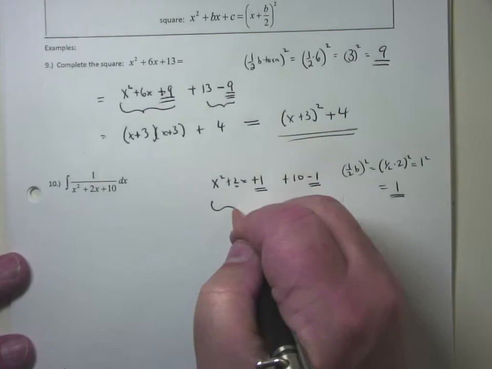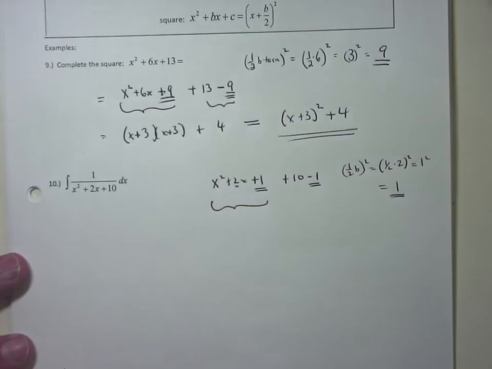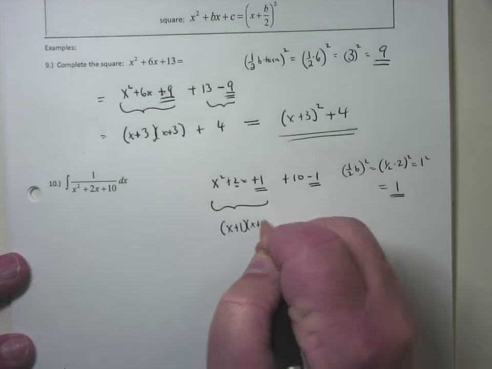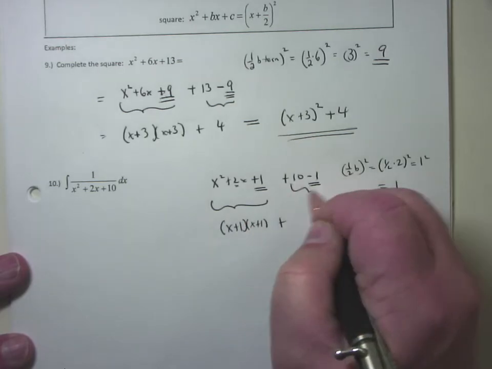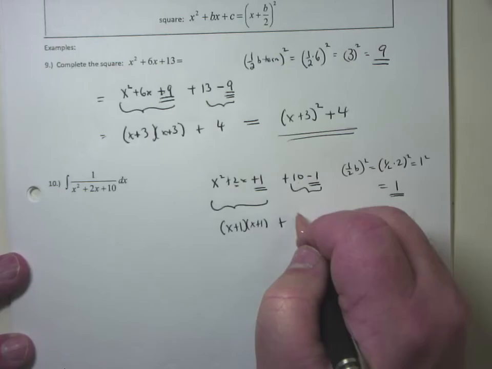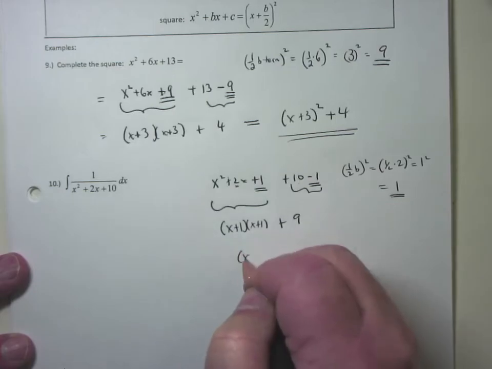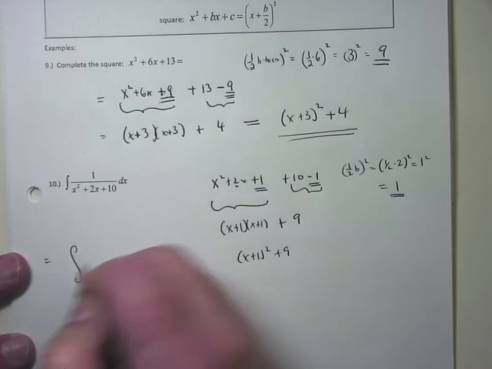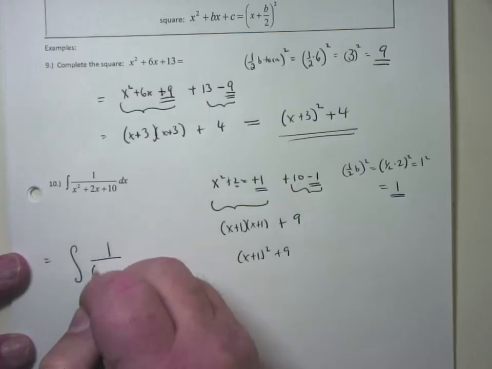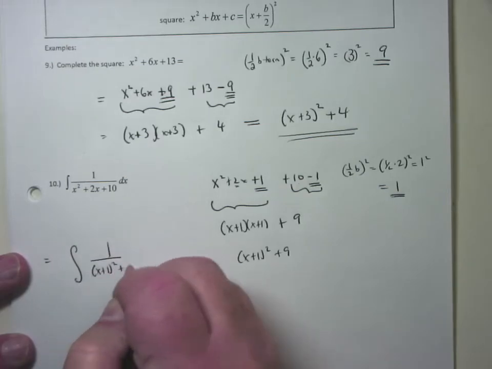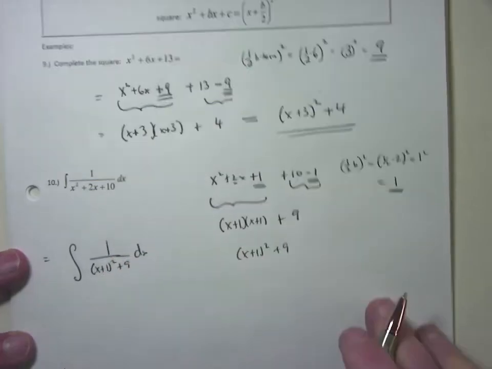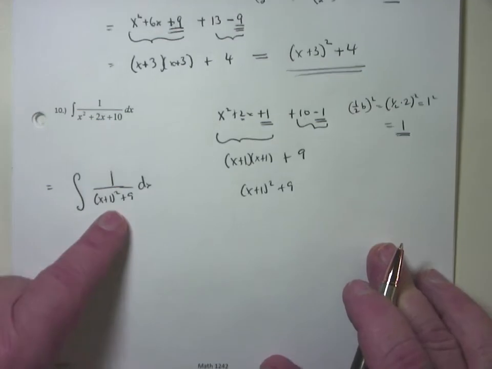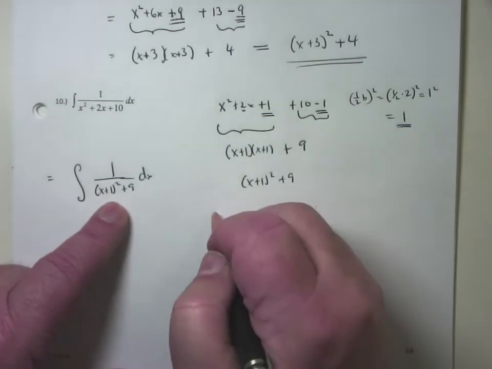But now this quadratic x squared plus 2x plus 1 factors into x plus 1 times x plus 1, plus 9: 10 minus 1 is 9. This turns into x plus 1 squared plus 9. So now my problem is 1 over x plus 1 squared plus 9 dx. So this problem, which was originally a quadratic, now you complete the square, so you can use the arctangent formula.